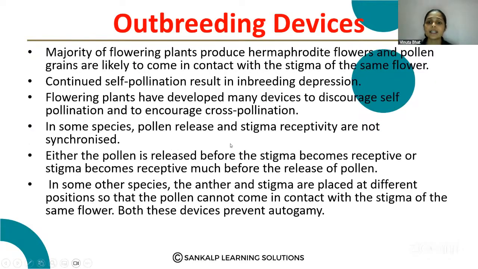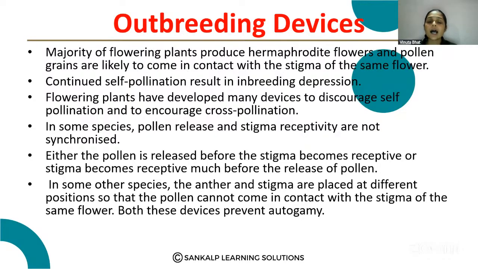Then outbreeding devices: how are the plants able to... what do you call these plants? They produce different types of flowers, which means they are encouraging the outbreeding devices, meaning they are encouraging cross pollination and discouraging inbreeding. So they are discouraging autogamy.